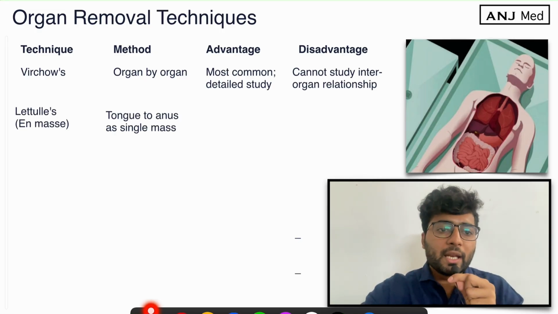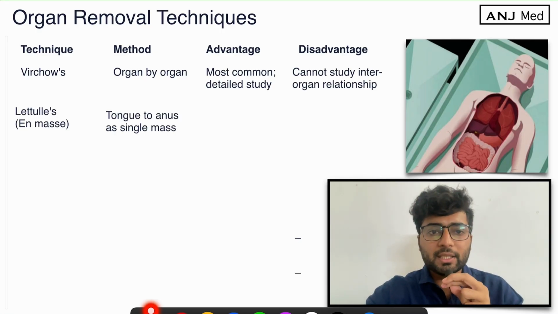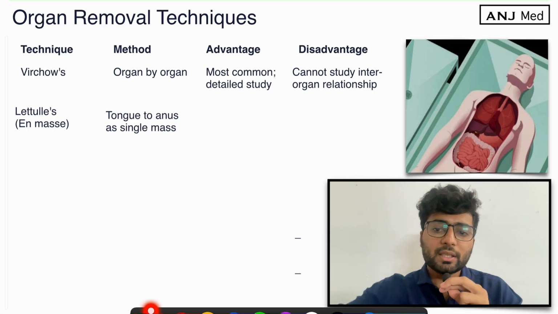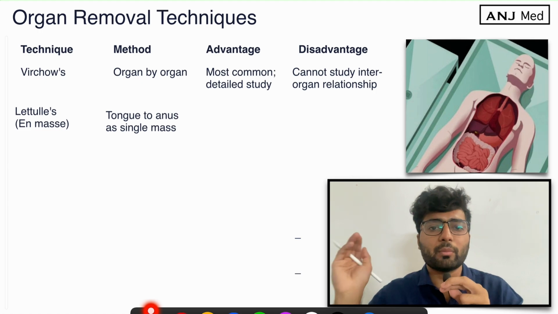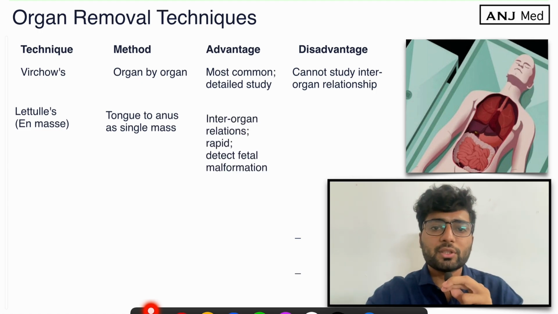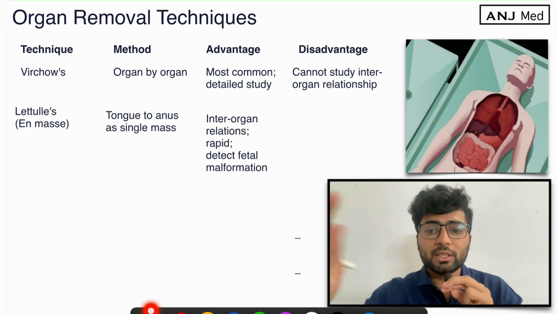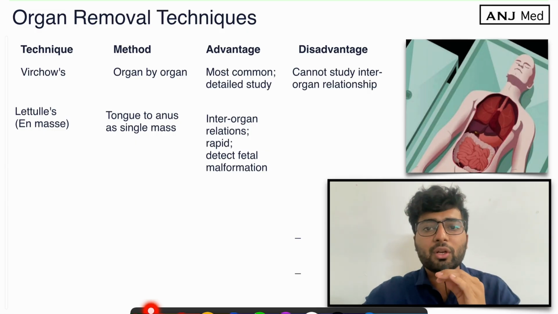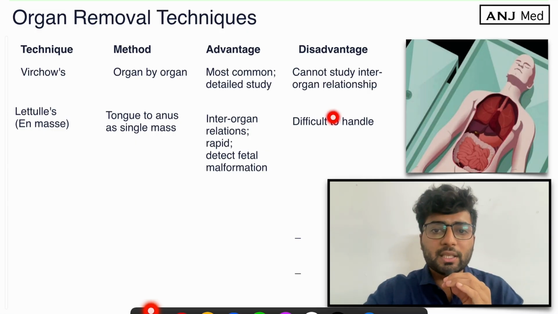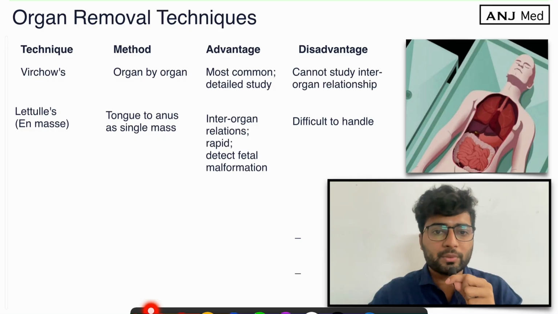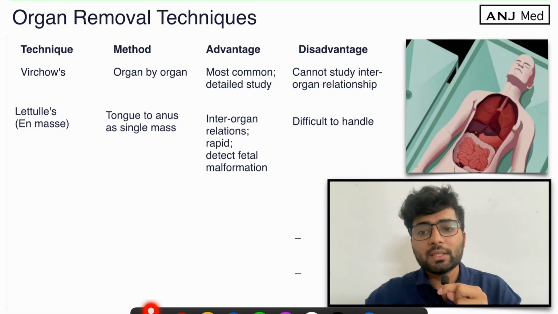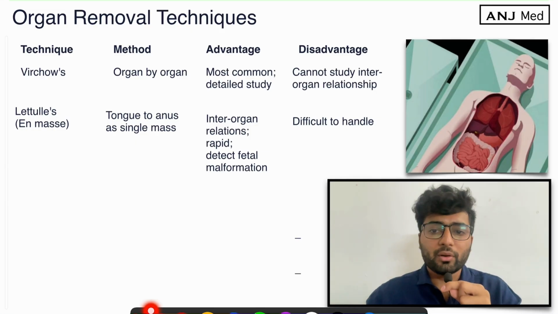This is Letulle or en masse. In this method we remove the entire set of organs as a single mass, from the tongue to the anus. The advantage is that we can study inter-organ relationships, and the process is rapid because we are not taking out one organ at a time; we are studying the entire block. It can detect fetal malformations also. The disadvantage is that this big mass is difficult to handle.